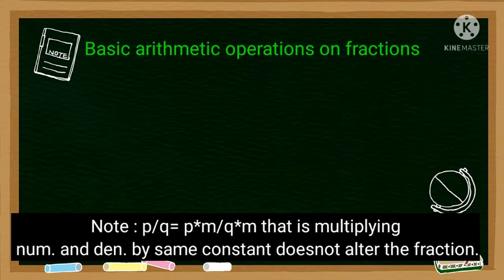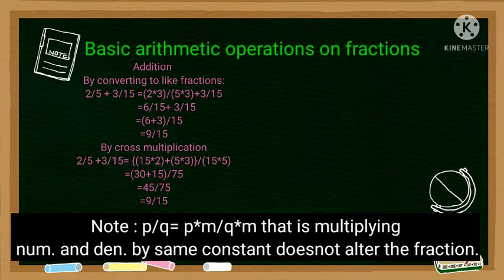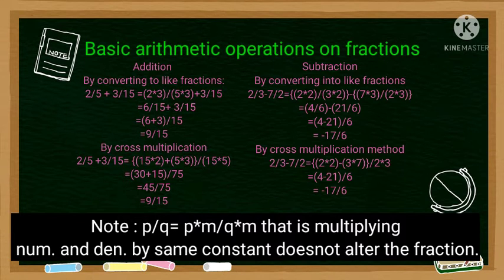The addition and subtraction operations can be done on fractions by converting them into like fractions, and then adding or subtracting the numerators accordingly, keeping the denominators unaltered. The addition and subtraction can also be done using the cross multiplication method.